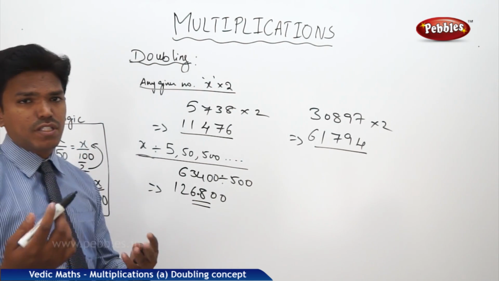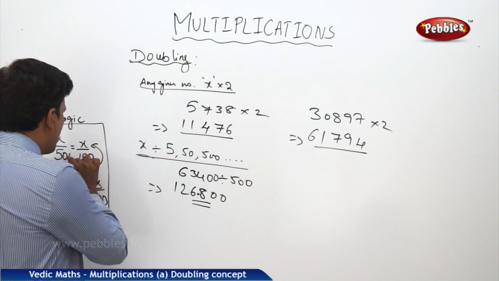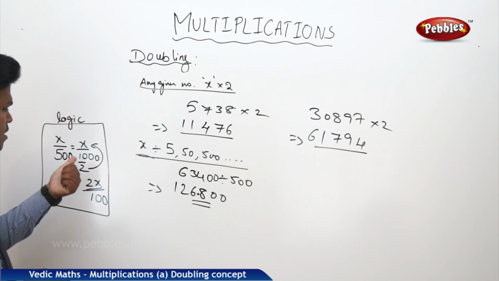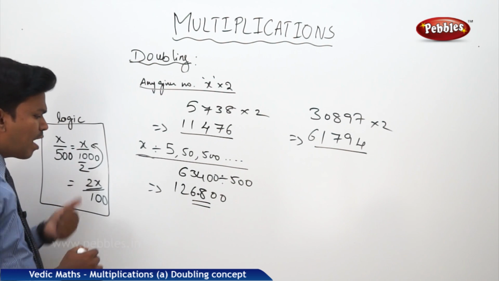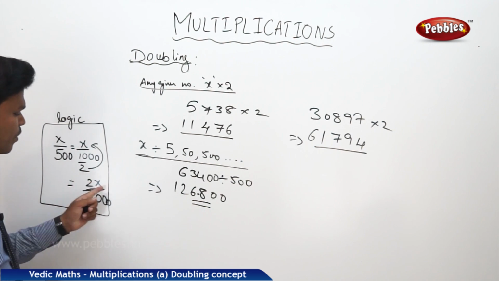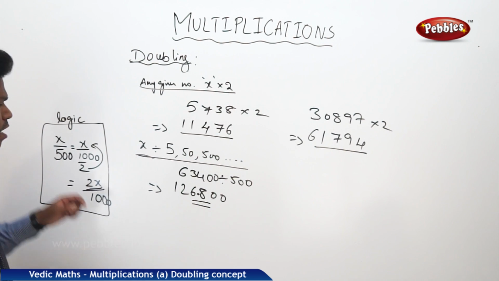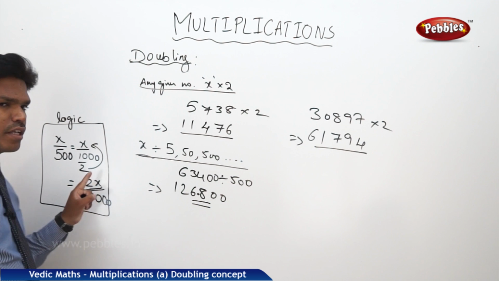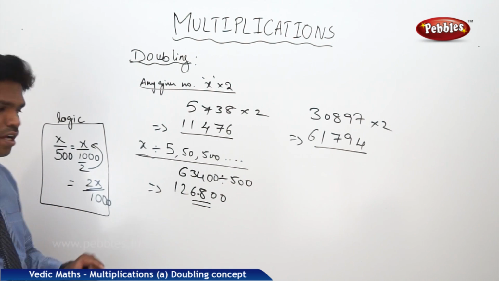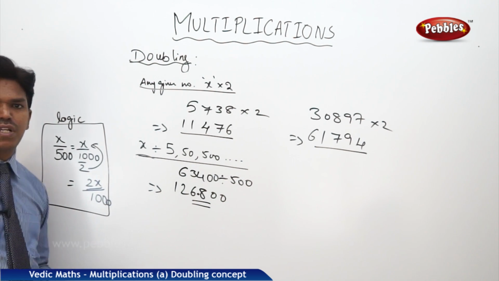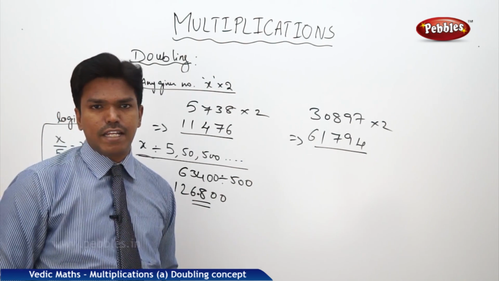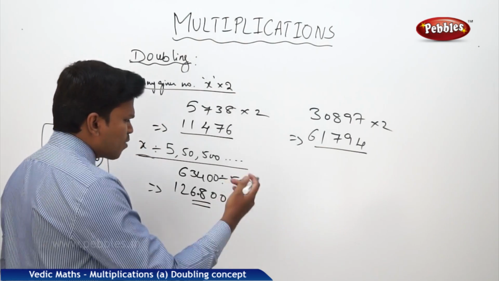Again we are going to follow the same logic. What is that logic? Whenever you want to divide any number by 500, 500 can be written as 1000 by 2. So 2 goes up, and it becomes 2x by 1000. That is, dividing any number by 500 is nothing but first multiplying the number by 2, which is nothing but doubling, and then dividing the number by 1000, which is nothing but putting a decimal point after 3 digits from right.